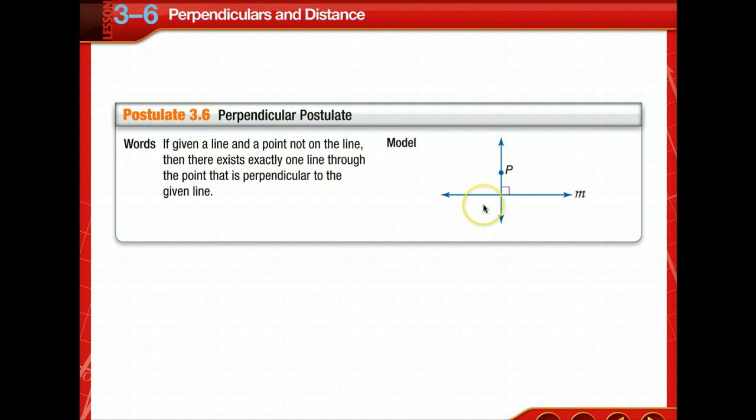There is one postulate, it's the perpendicular postulate. If given a line and a point not on the line, then there exists exactly one line through the point that is perpendicular to the given line. This you might add to your postulates page.